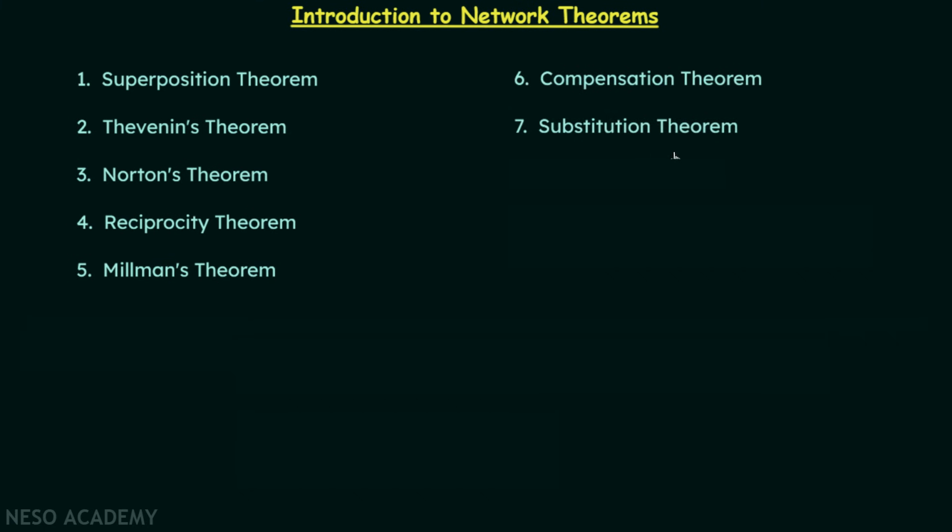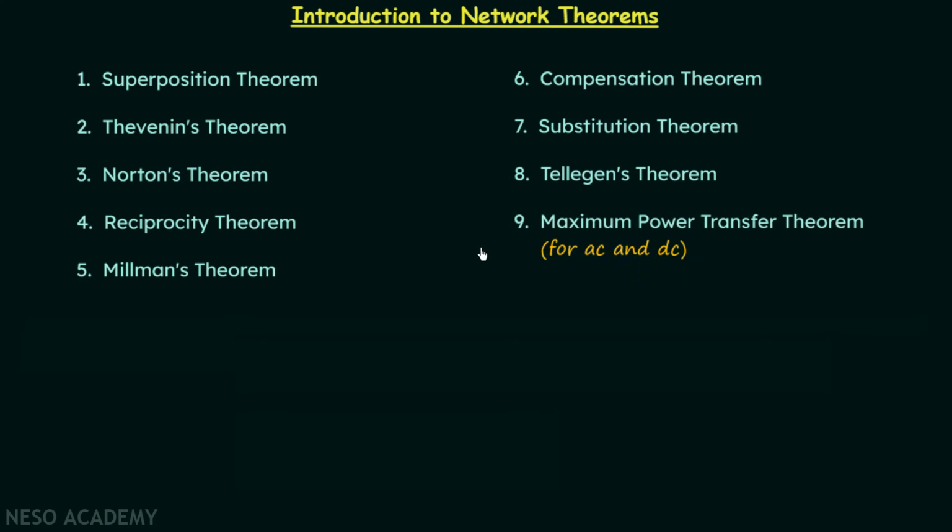Seventh is substitution theorem. Eighth is Tellegen's theorem. And the ninth one, which is a very important one, is maximum power transfer theorem. This theorem we will study for both AC and DC. So these are the 9 theorems we are going to discuss in this chapter.